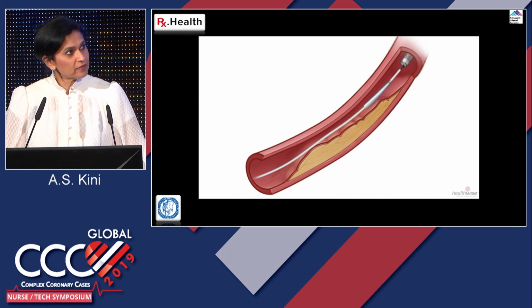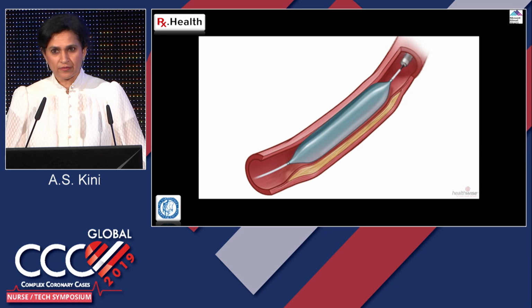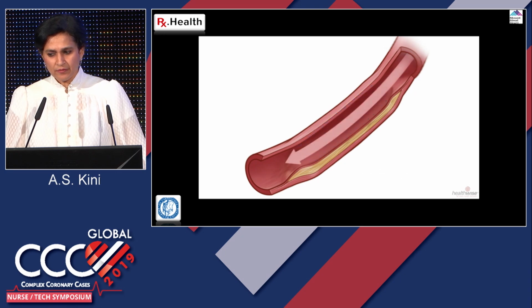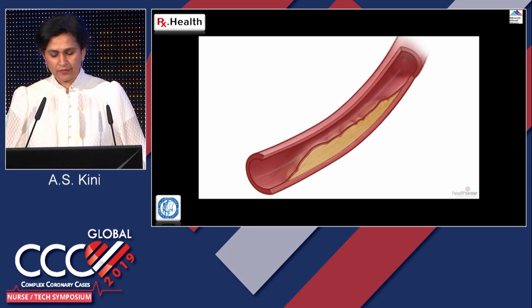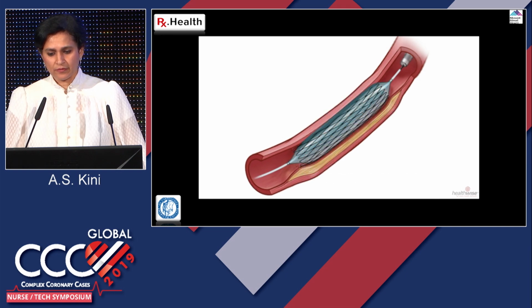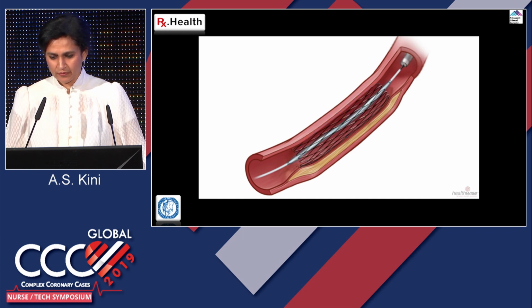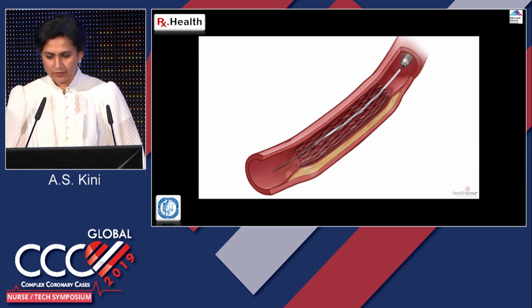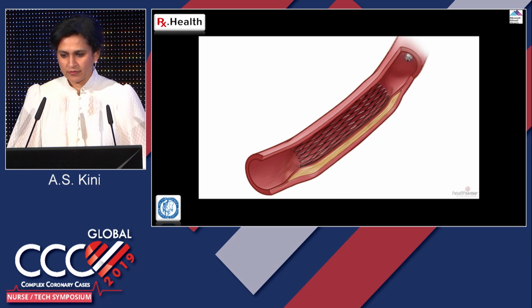One tool is a tiny balloon. The balloon is inflated for a short time, and the pressure from the inflated balloon presses the plaque against the wall of the artery, creating more room for blood to flow. Most of the time, the doctor uses the balloon to place a stent in the artery. A stent is a small tube that expands as the balloon is inflated, and it stays in the artery to keep it open. The balloon is then deflated, and the stent stays expanded and presses against the walls of the artery to help keep it open. The doctor then removes the balloon, guide wire, and catheter from the body.